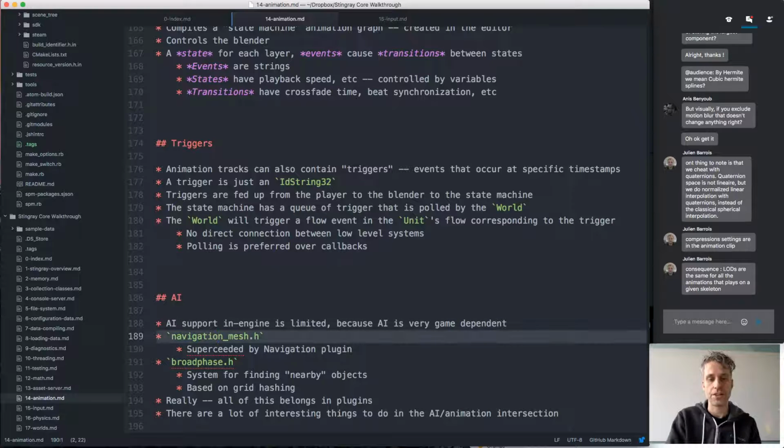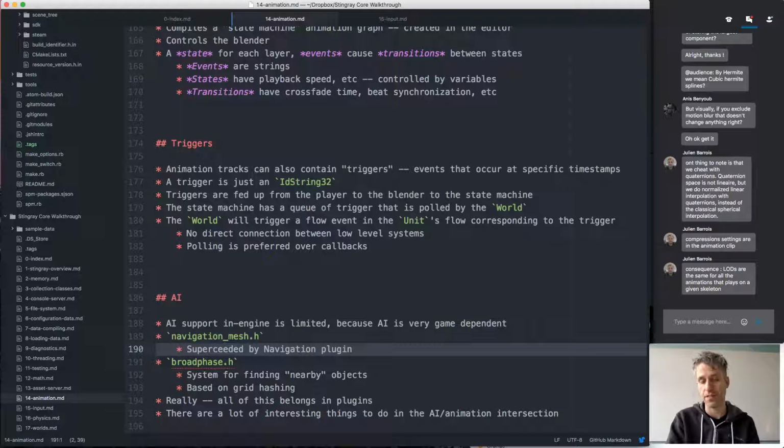We have a navigation mesh system, A-star pathfinding based on navigation meshes. But this system is kind of superseded by the navigation plugin that we have, that uses the Autodesk navigation system. So this isn't really that useful anymore. But you could use it if you need something simpler than the navigation plugin.